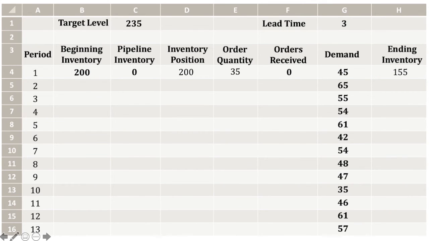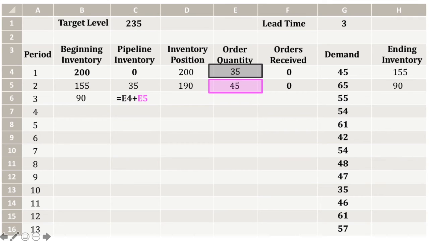Now we have the simulations of the first period. Let's continue with the second one. For the subsequent periods, the beginning inventory equals the ending inventory of the previous period. Now we just apply the formulas above to this period. But we need to highlight special cases in the pipeline inventory and the orders received. The pipeline inventory, as mentioned before, reflects the orders we placed in the past within the lead time period. So, in period 3, the pipeline inventory is the sum of the order quantities in period 1 and 2.